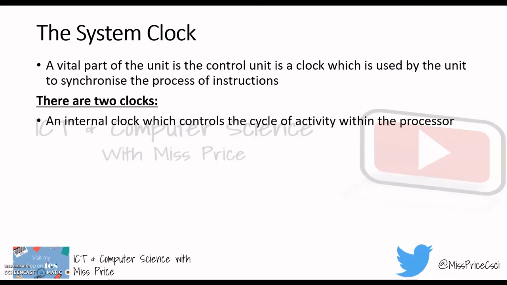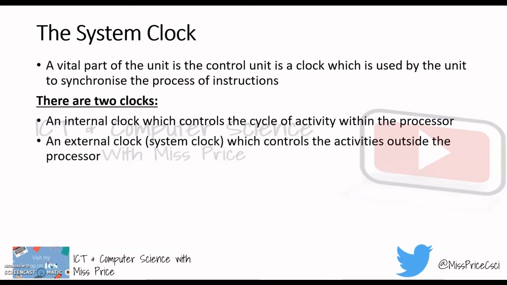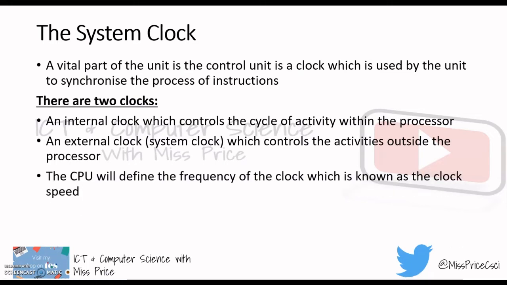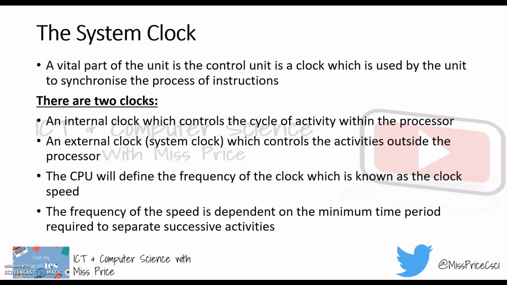Okay, so there's two clocks. There's an internal clock, which controls the cycle of the activity within the processor, and then there's the external clock, so your system clock, which controls the activities outside of the processor. Now the CPU will decide the frequency of the clocks, and this is known as clock speed. So it's not going to happen second by second. Thousands of instructions are processed per second, so they need to be synchronized, so they're not all happening at once, or some happening before others should. Now, the frequency of this is dependent on the minimum time period required to separate each activity.